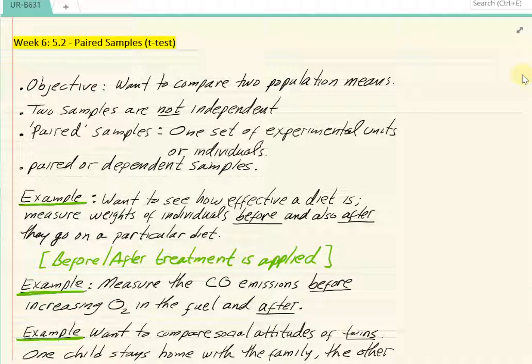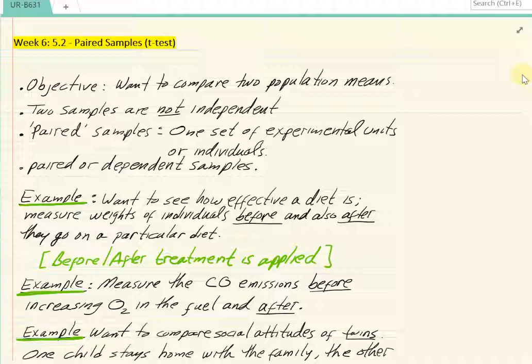In this video, we're going to talk about paired samples. Coming out of section 5.1, we learned about the T procedures for testing hypotheses and constructing confidence intervals for one population mean, assuming the standard deviation was unknown. In section 5.2, we're going to take a look at an experimental situation known as dependent samples or paired samples.